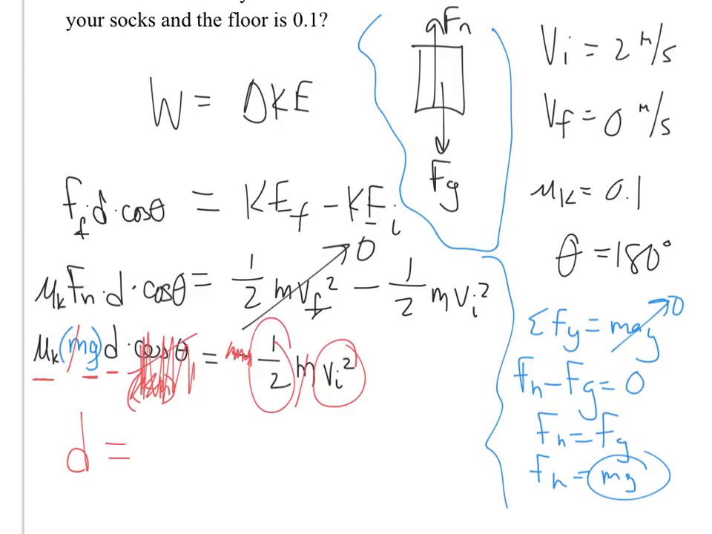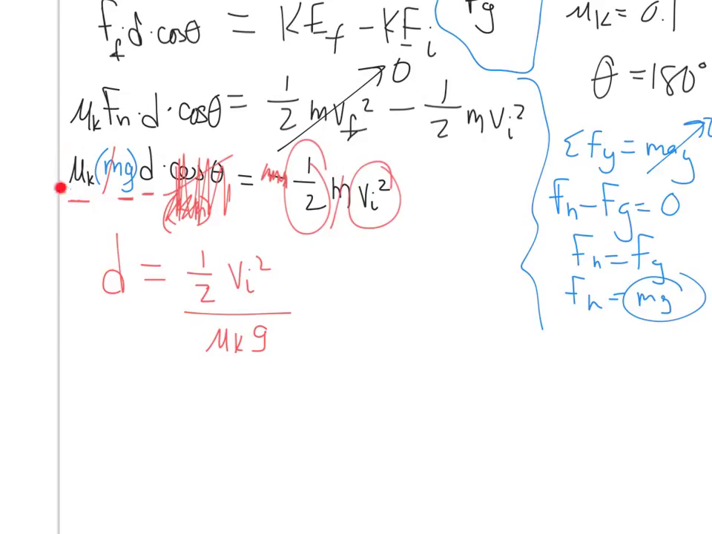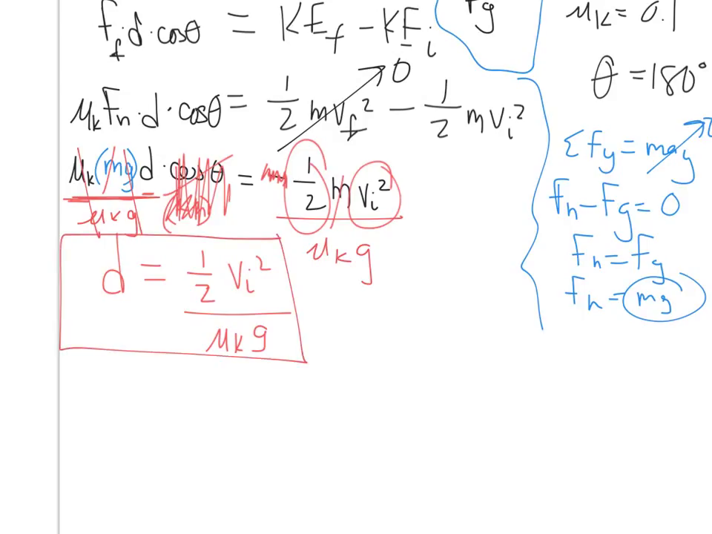So I want to divide by mu k and g. So I've got 1/2 vi squared over mu k g. Let me show you that again. Take this mu k and this g right here, and divide by them. So divide both sides by mu k and g. Cancel, cancel. Divide this whole thing by mu k g. So this is what your solution turns out to be, but instead of putting a 1/2 in the numerator, just put the 2 in the denominator. So you could write this instead like this.